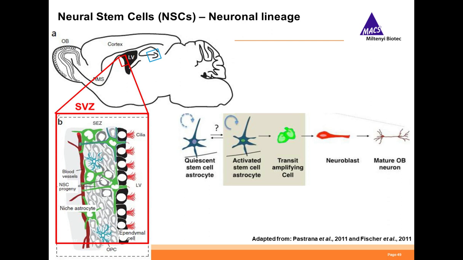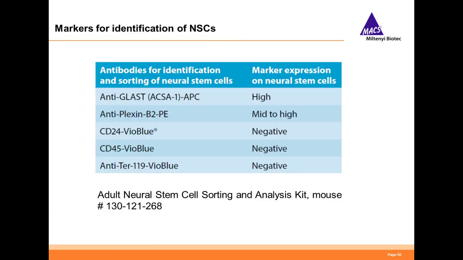As mentioned before, these stem cells show astrocyte characteristics, and they also share astrocyte-specific markers like GLAST, and therefore they are also called stem cell astrocytes. Here we see the lineage, so the quiescent stem cell astrocytes can turn into activated stem cell astrocytes, which turn then into transit amplifying cells. And those transit amplifying cells turn into neuroblasts, which travel along the rostral migratory stream to the olfactory bulb, where they become mature olfactory bulb neurons.